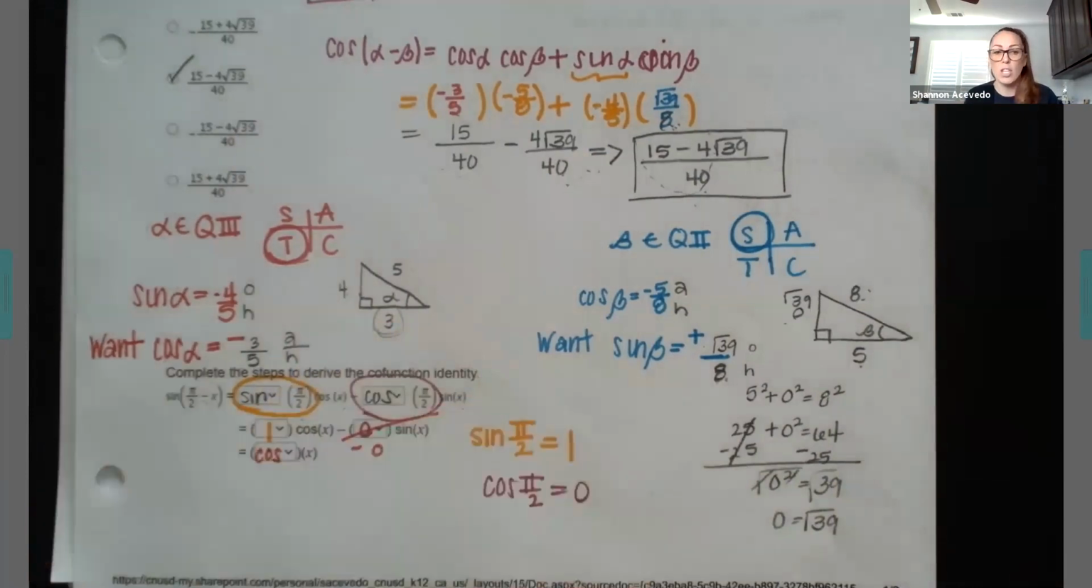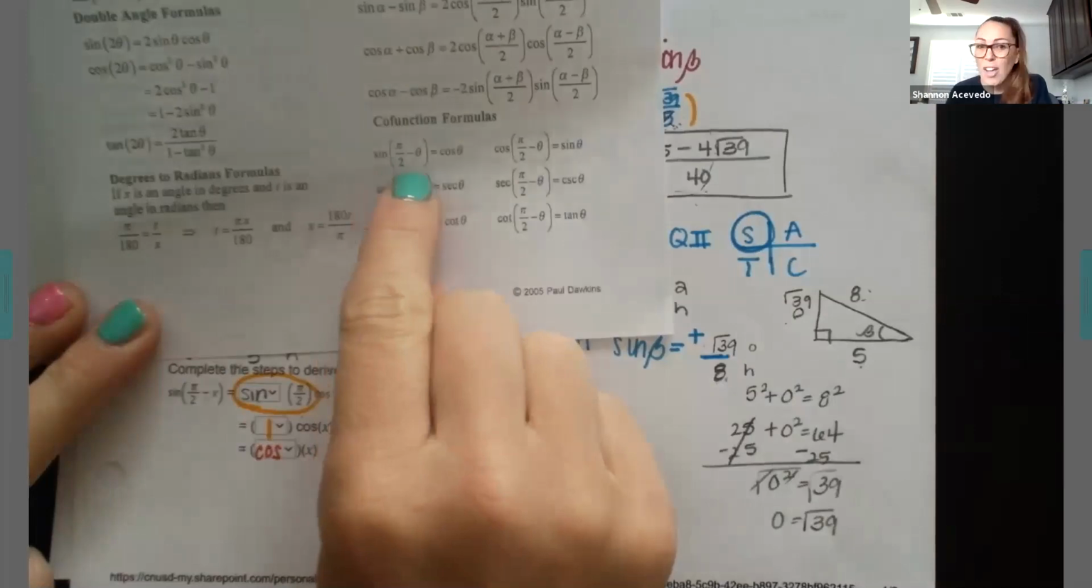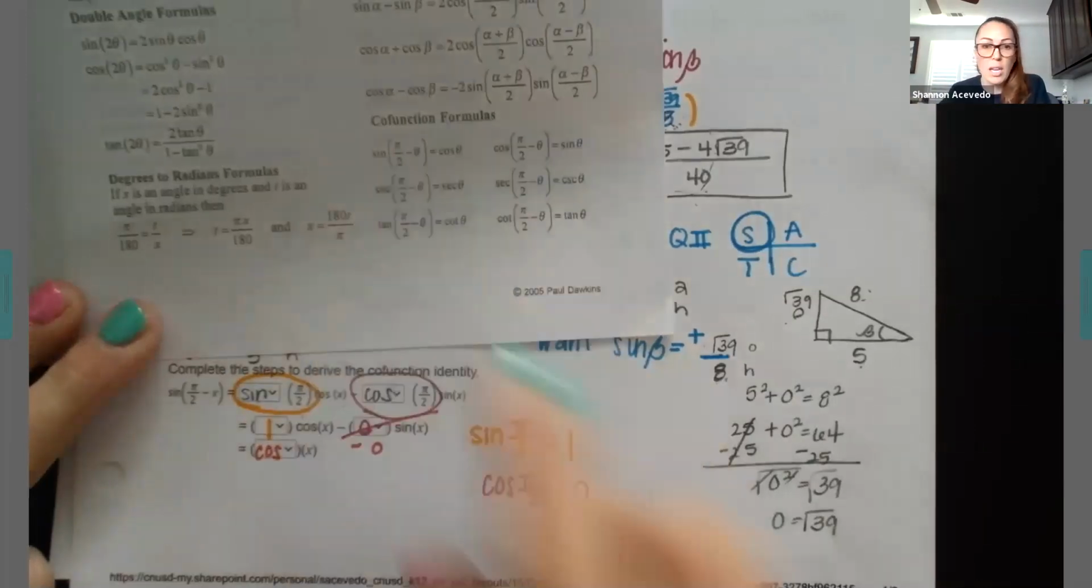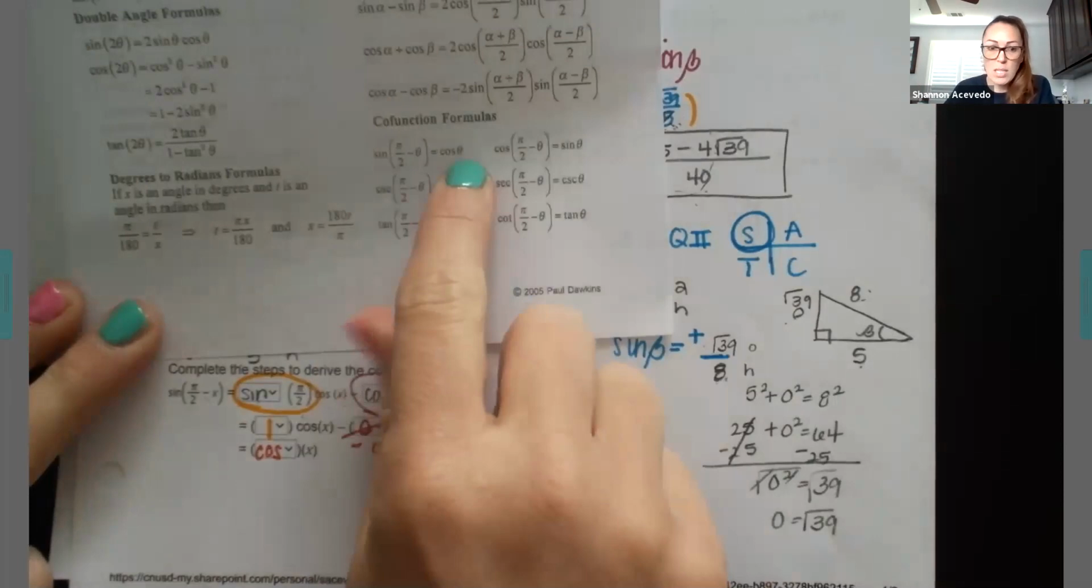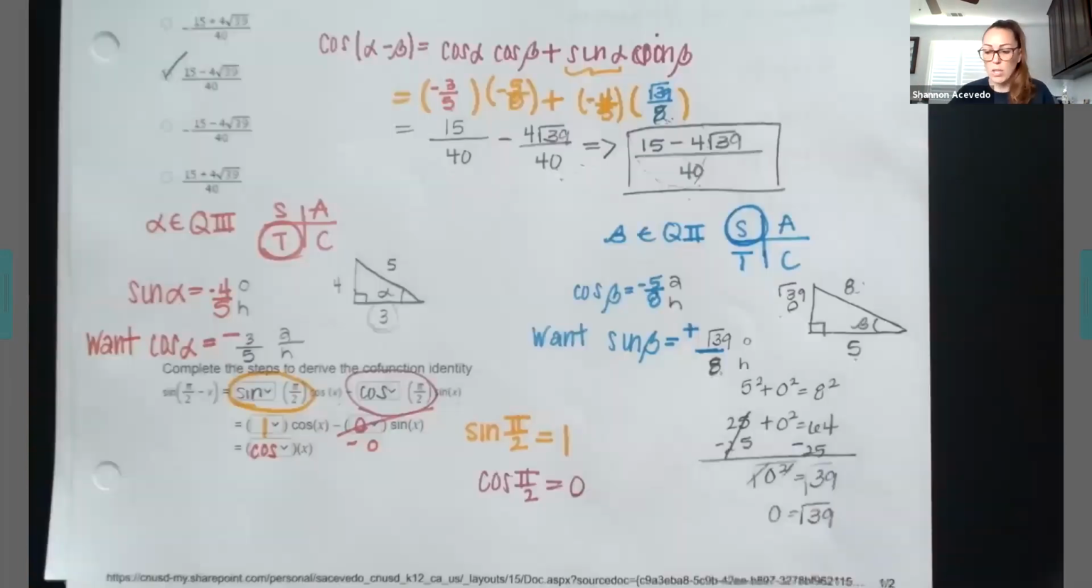So they're having you basically prove the cofunction identity. And here's what they said. Sine of pi over 2 minus theta, some unknown, some x, is just cosine of that value. And that's exactly what we just showed. We worked it out to show that, and that's all they want you to do.